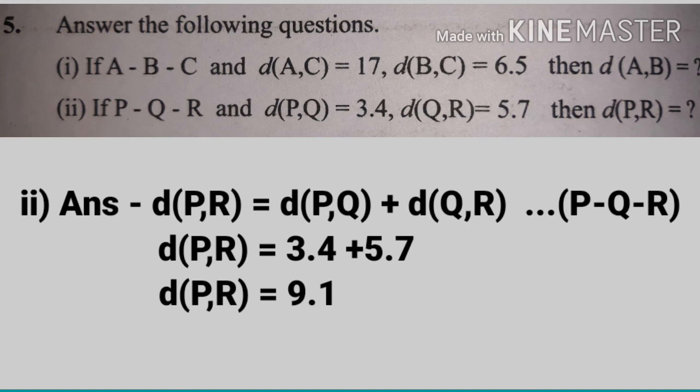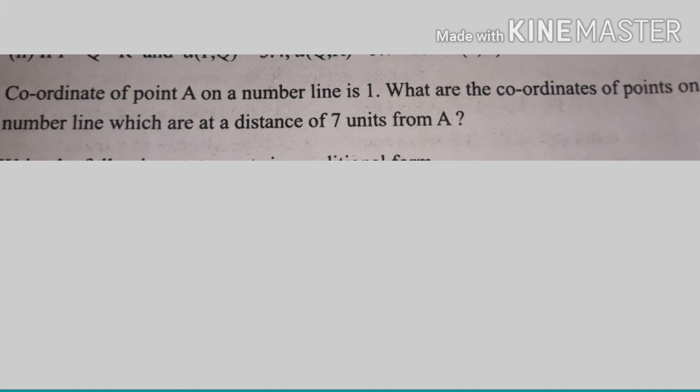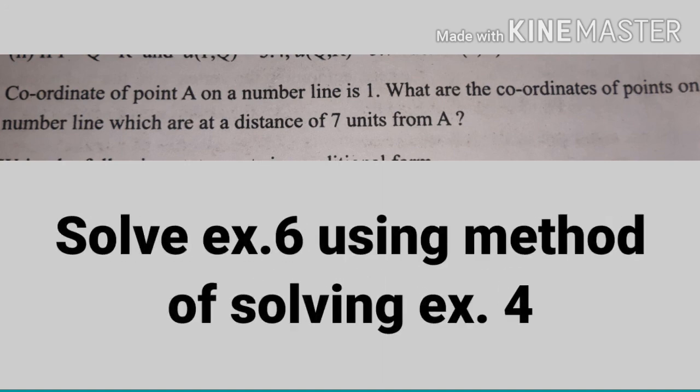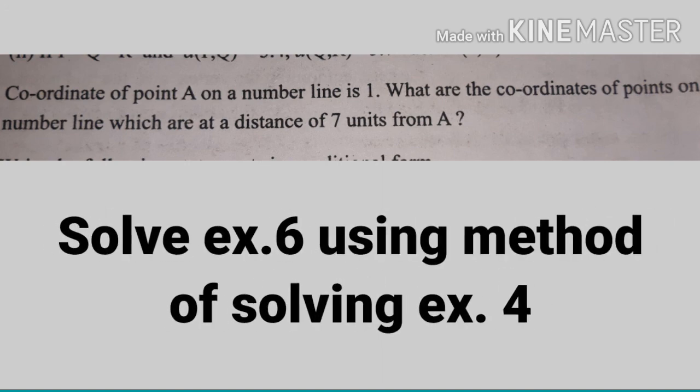Now question number 6. The coordinate of point A on the number line is 1. What are the coordinates of points on the number line which are at a distance 7 units from A? There are also two points, one on the left side and one on the right side. The same example is example number 4. Solve this example using the method of solving example number 4.